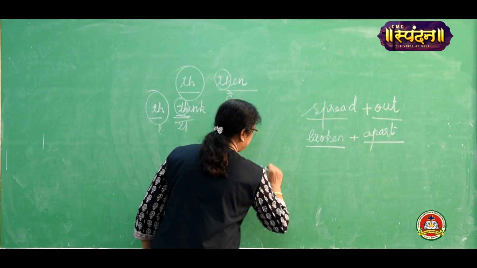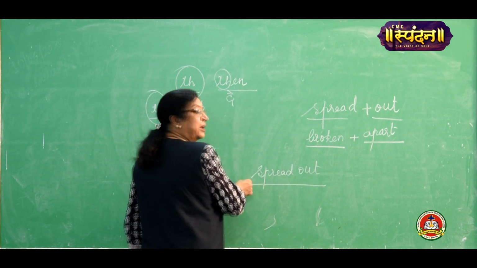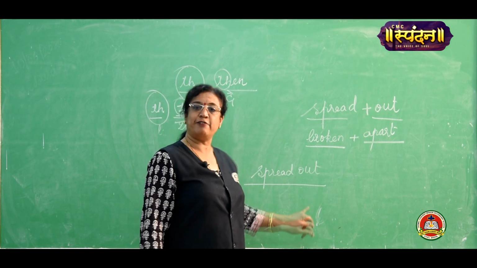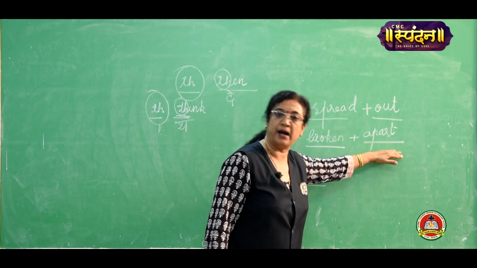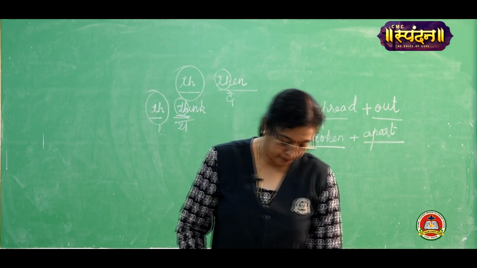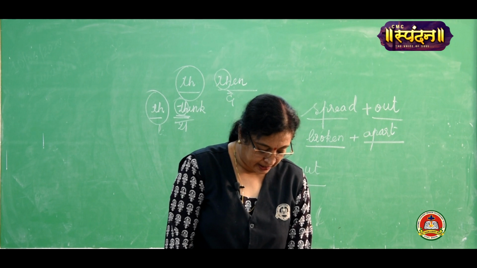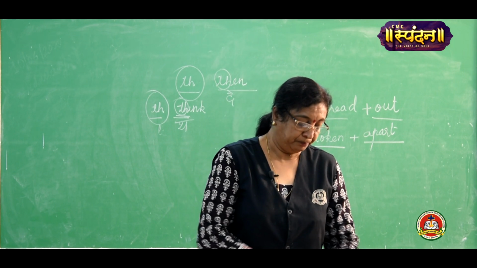When we write "spread out" together, it will become a phrasal verb. What will it become? It will become a phrasal verb. "Broken apart": both the words, when they are joined, it becomes a phrasal verb. So such expressions that are in the form of phrases are known as phrasal verbs.